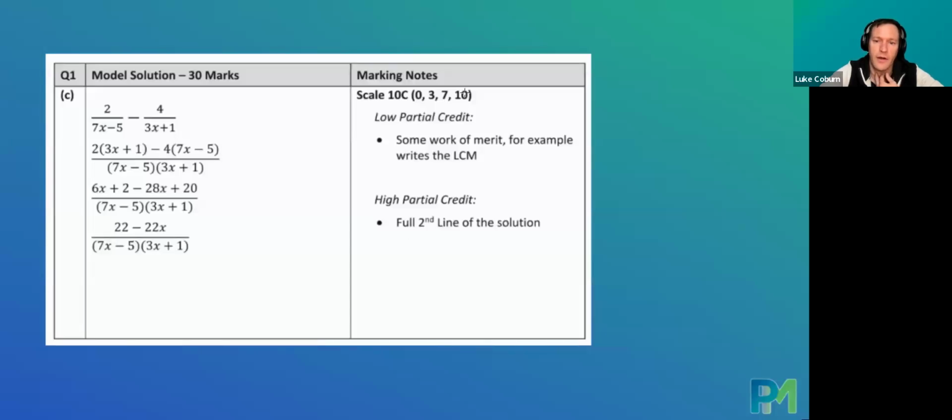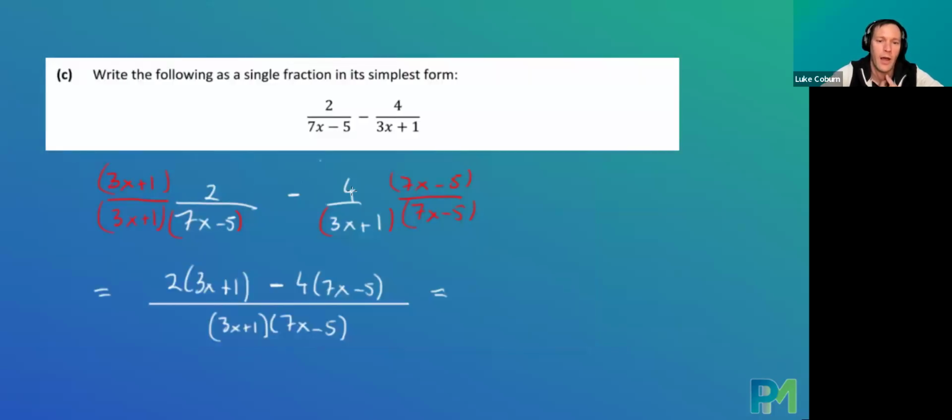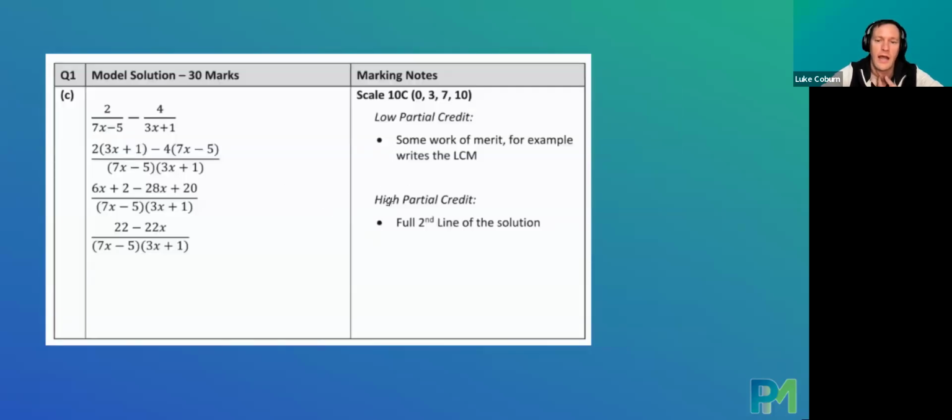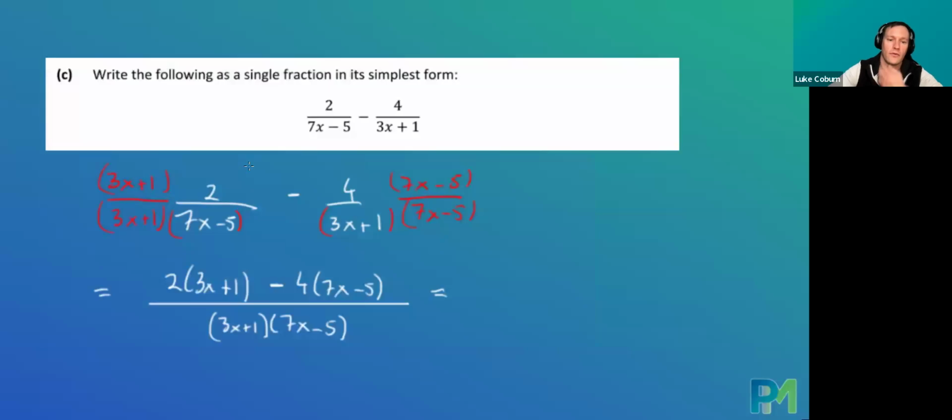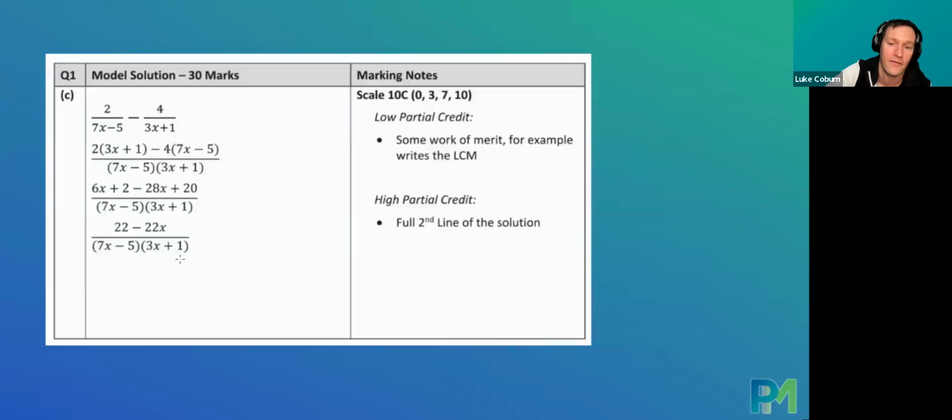So let's have a look here. 10 marks. 3 marks is the low partial credit. Some work of merit, for example, writes the lowest common denominator, basically multiplying out those two, having taken some amount of this first step would be enough to get the low partial credit. And then the full second line, and so getting to here, as I said, this is the high partial credit. That's 7 marks out of 10.